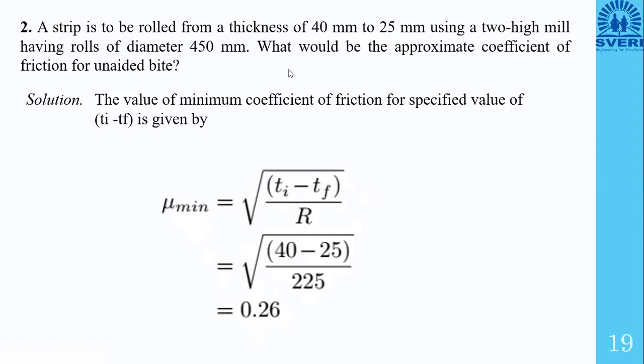That coefficient doesn't have any unit. So this is the particular mu minimum. In the previous case, we solved the example for calculation of theta. Here we have solved a similar type of example for mu minimum, that is the coefficient of friction.